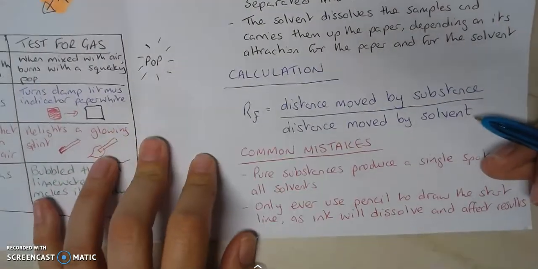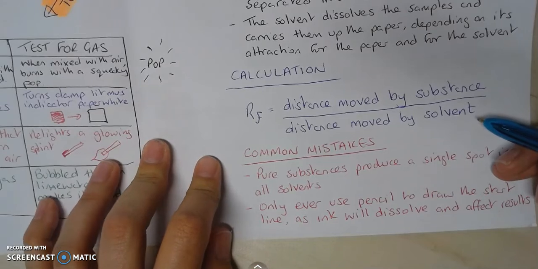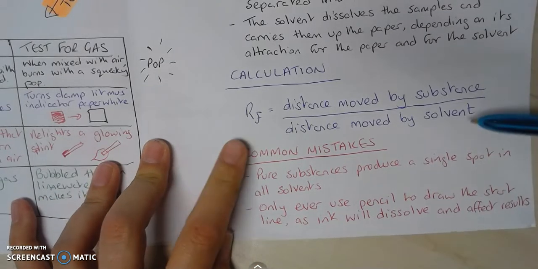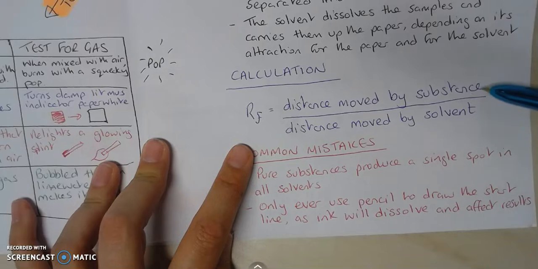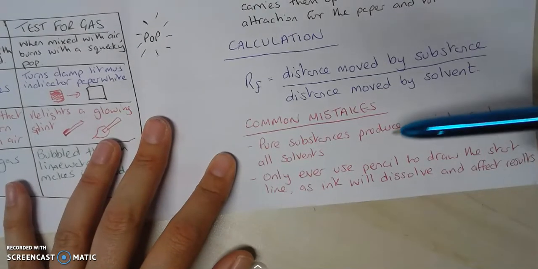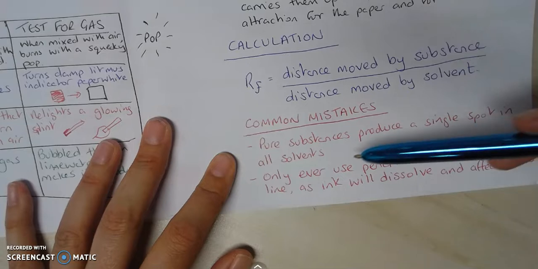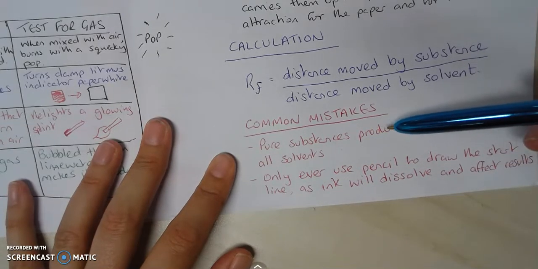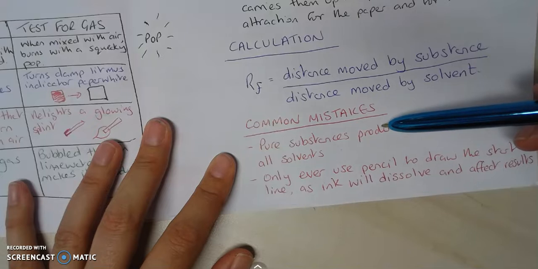So if you get an answer that's 1 point something or a number that doesn't make any sense, then you've done it the wrong way round. It's substance divided by solvent. Common mistakes. The pure substances produce a single spot in all solvents. Okay, so making sure you get that single spot and where you're measuring the RF value to.